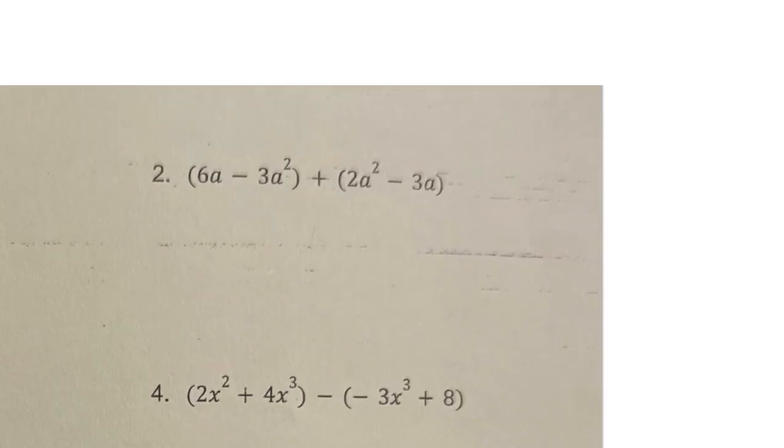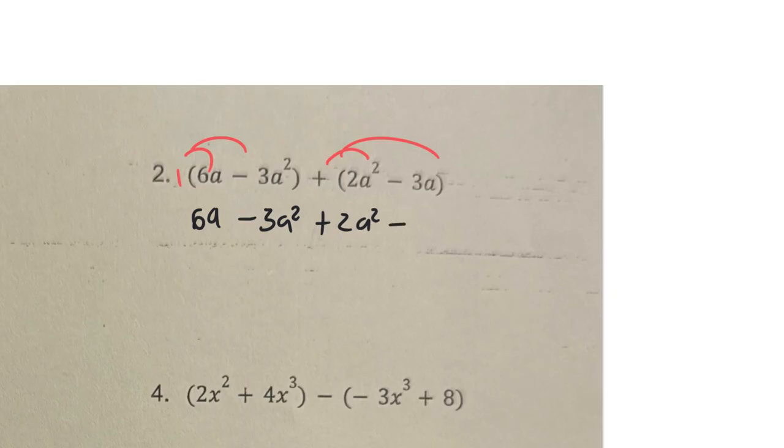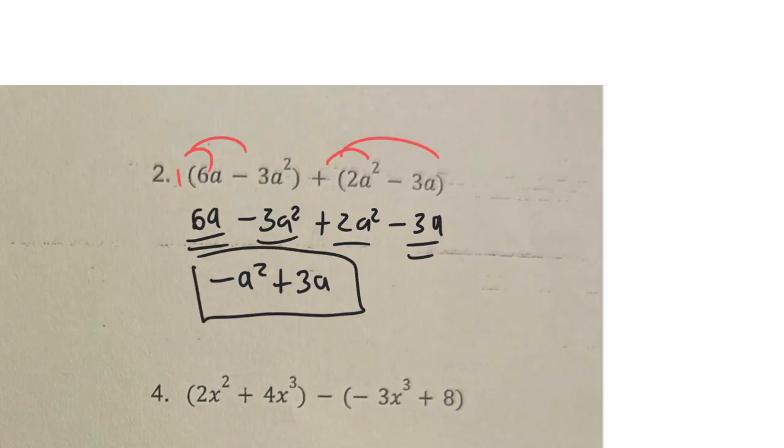Over here, similarly, it is kind of like distribution. But when it's a plus sign, you don't necessarily need to represent this step. It's understood that you would be multiplying 1 times everything and then dropping the parentheses as a result. So we would have 6a minus 3a squared plus 2a squared minus 3a. These happen to be like terms. The double underlines happen to be like terms. So we are looking at negative a squared plus 3a. Okay, so that is that one.